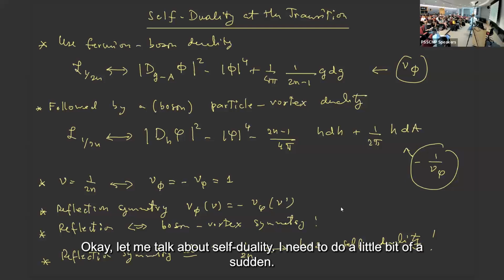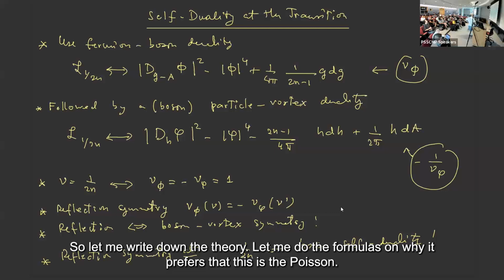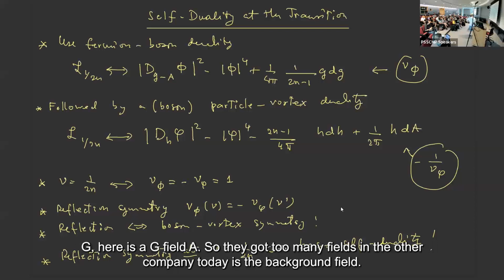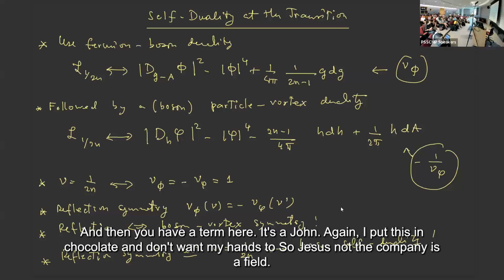So let me write down a theory. Let me do the fermion-boson duality first. This is the boson, because G here is a gauge field, A. So we have too many fields now; capital A is the background field, and then you have a Chern-Simons-type term with a wrong sign. Again, I do this in shorthand to avoid having too many fields. So G is not a coupling, it's a field.